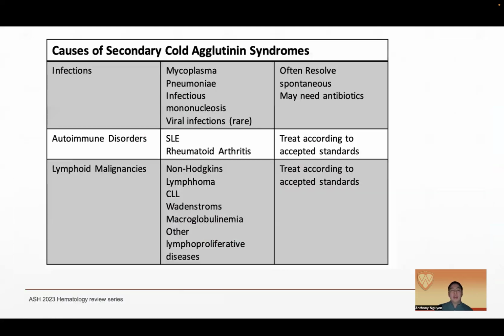So another condition, which I think of as a cousin of cold agglutinin disease, is cold agglutinin syndrome. Typically, cold agglutinin syndromes are due to underlying conditions such as infections, autoimmune disorders, and lymphoid malignancies. Infections typically self-resolve. They include mycoplasma pneumonia, infectious mononucleosis, and viral infections. Autoimmune conditions, we typically see lupus, rheumatoid arthritis, and lymphoid malignancies are comprised of lymphomas, CLL, Waldenström macroglobulinemias, and other lymphoproliferative conditions.